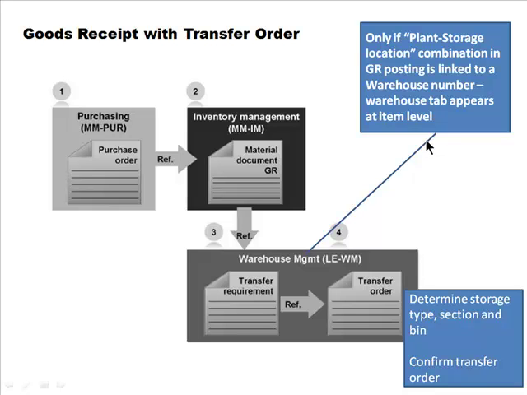So when you do this, if the combination is under warehouse management, then in the purchase order, you'll see that for that particular item, a tab appears for warehouse management. But that we would not have seen, because usually in our clients, we don't have warehouse management installed. So we may not see that, but that tab will appear.